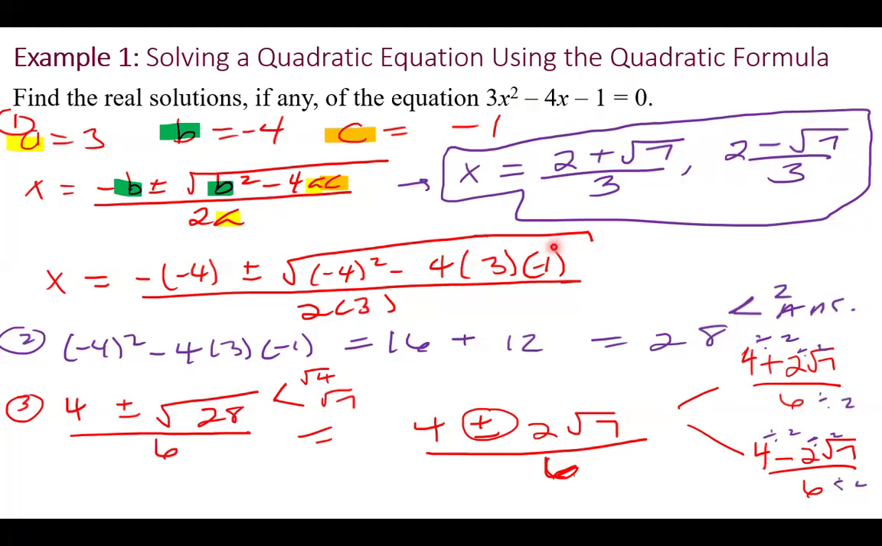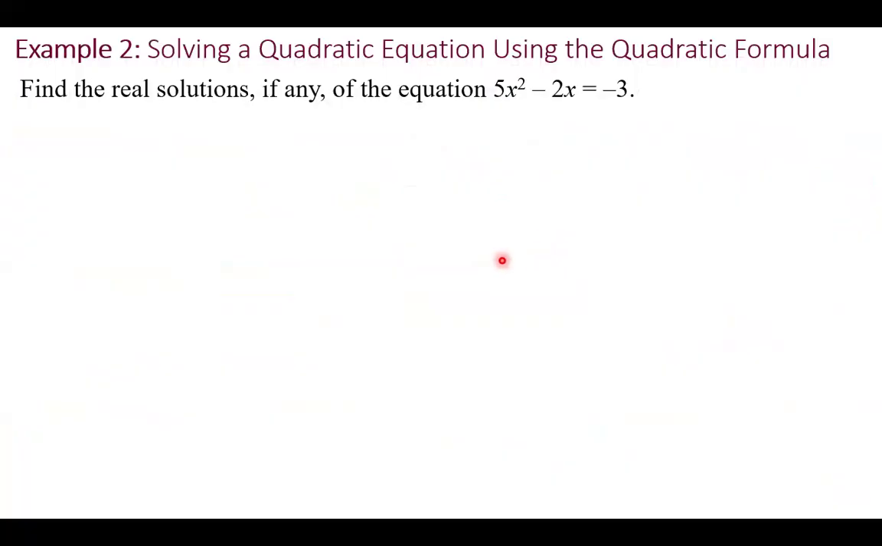Okay? All right, let's try it again. All right. So notice that this time we're not in what form? Is this equal to 0? No, it is not in standard form. So before I do anything, I have to make one side equal to 0. So what do I need to do to make this equal to 0? I need to add 3. So I'm going to add 3 to both sides, and we're going to be left with 5x squared minus 2x plus 3 equals 0. Therefore, I know that 5 is my A, negative 2 is my B, and 3 is my C.